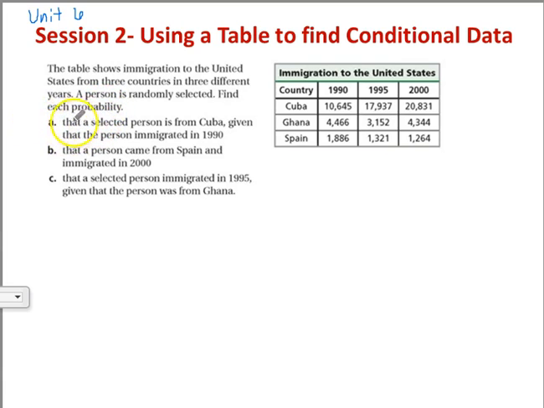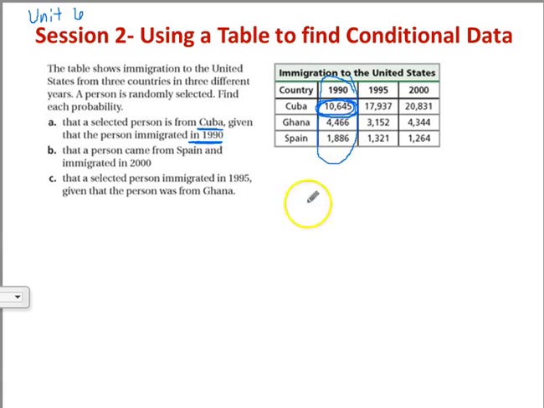The first probability we want to find, that a selected person is from Cuba, given that the person immigrated in 1990. So we want to focus on the 1990 column because it says given that the person immigrated in 1990. We want to focus on that column. We're focusing on the Cuban immigrants, so we're going to focus on this number right here, and then given that they immigrated in 1990.